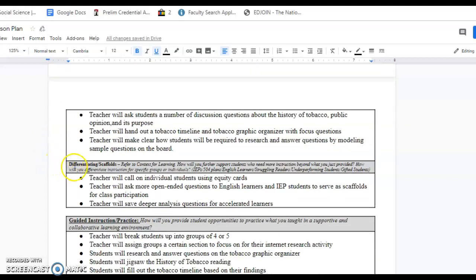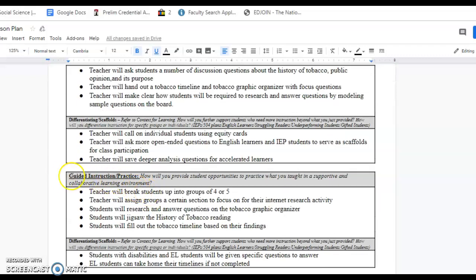So that leads us to scaffolds and differentiating. The teacher's going to call on students using equity cards, so no one's going to be excluded. And for our ELs, we're going to have more open-ended questions that they can answer. And for our accelerated learners, they're going to have deeper analysis questions.